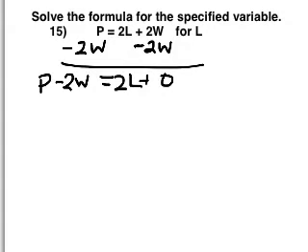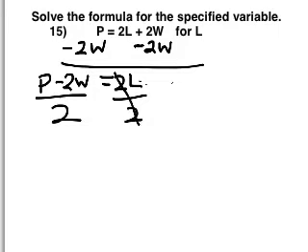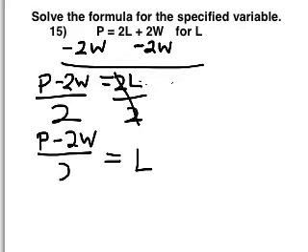But we still want to get the L all by itself, not 2L. So we'll divide by 2. The 2's cancel out, and we get L equals P minus 2W divided by 2. And that's what it means by solving this formula for the specified variable. It doesn't mean getting an answer like 5 or 17 or the square root of 3.